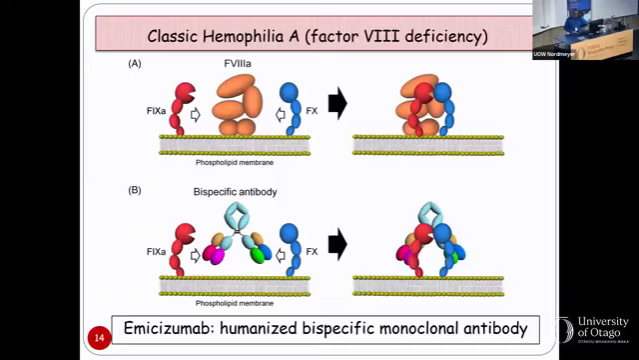So generally, this is what this monoclonal antibody looks like. If we recall, activated factor 8 basically functions by bringing together factor 10 and activated factor 9, so they can talk. This is what it does, and emicizumab is a bispecific antibody that binds to factor 10 and activated factor 9 and does the same thing, bringing them together. But it's not exactly the same.